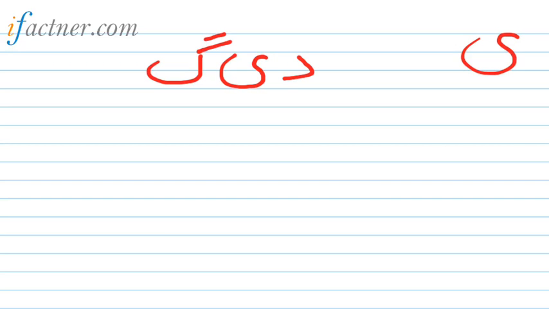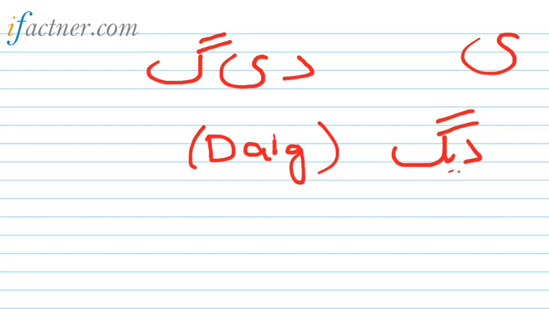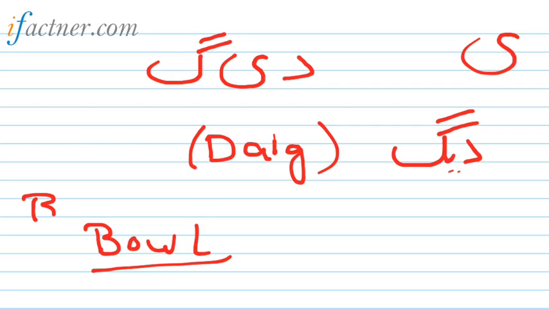Let's see how we use choti ye in the middle of the word. There is a word called deg: dal, choti ye, gaf, deg. It is written like this, and it is pronounced as deg. Deg means a bowl in which we cook something. A big bowl is called deg.